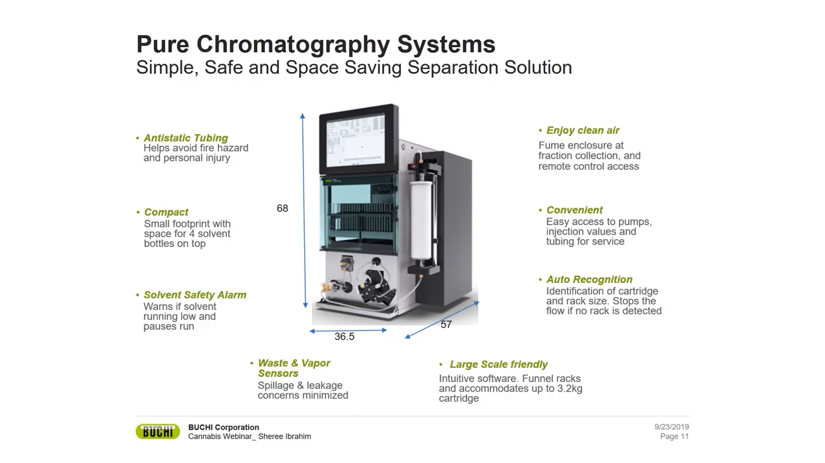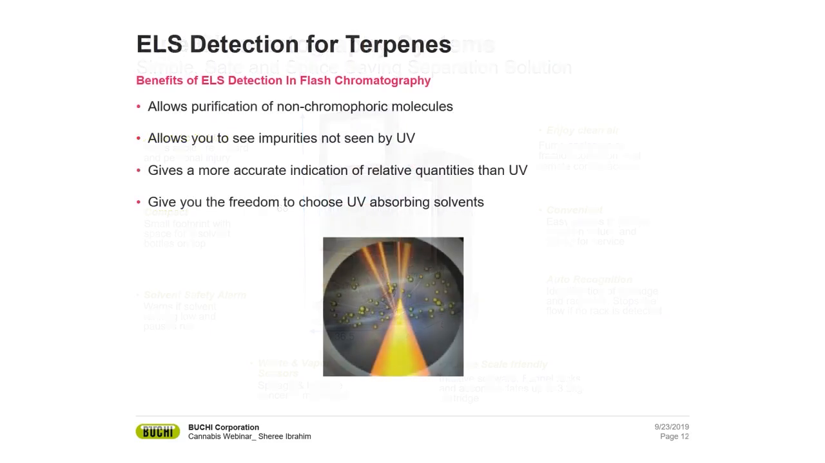And finally, this instrument is large scale friendly. So we have funnel racks available, and we also have cartridges up to 3.2 kilograms. I mentioned earlier that we have a flash purification system that has an ELSD detector. So I wanted to talk about some of the benefits of the ELSD in flash chromatography.